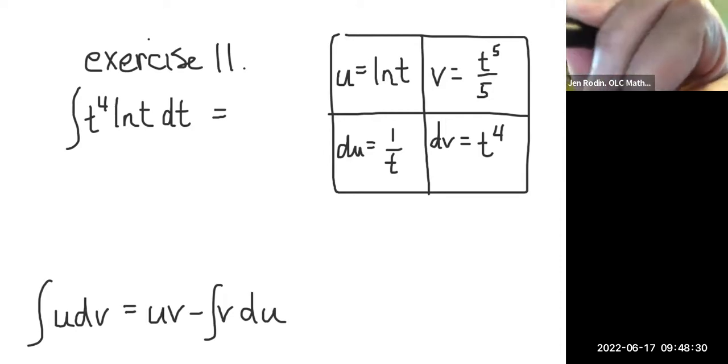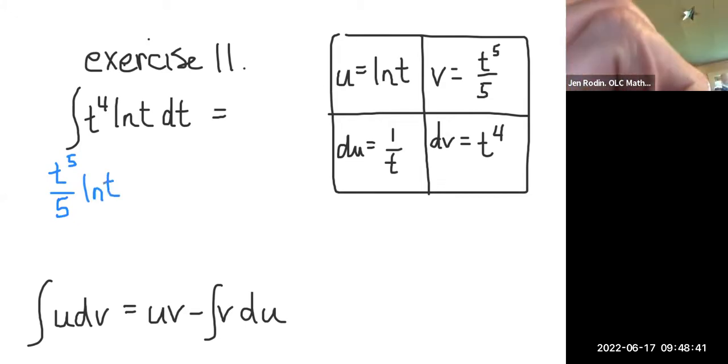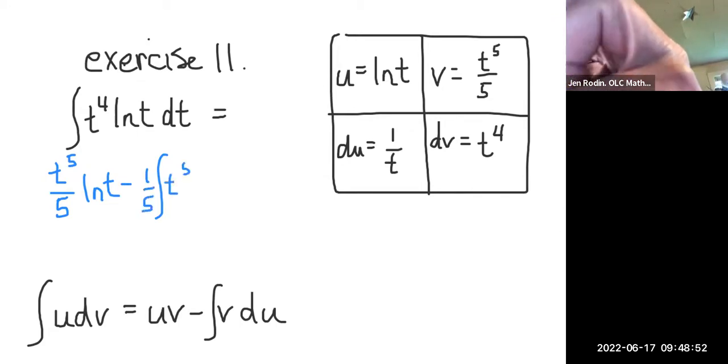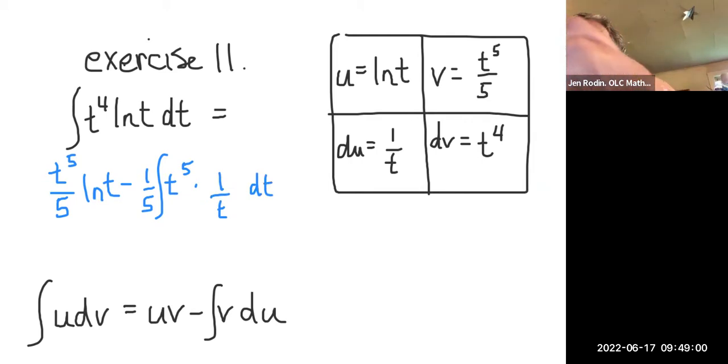So we're going to have U times V. I write this term first because, to me, it looks cleaner. So there's U times V minus the integral of V. Let's just put 1/5 here, so we just have T to the 5th to deal with, times du. And then these cancel one off, which is nice. So we're going to find the integral of T to the 4th instead.